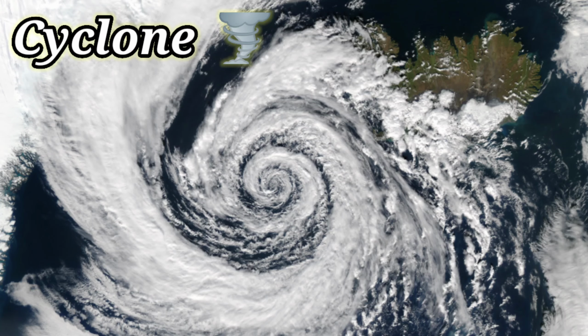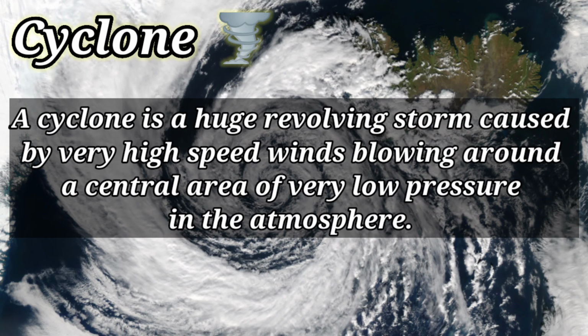So in the previous video we discussed thunderstorms, and in this video we will be discussing cyclones and tornadoes. So let us know what is a cyclone. A cyclone is a huge revolving storm caused by very high speed winds blowing around a central area of very low pressure in the atmosphere.